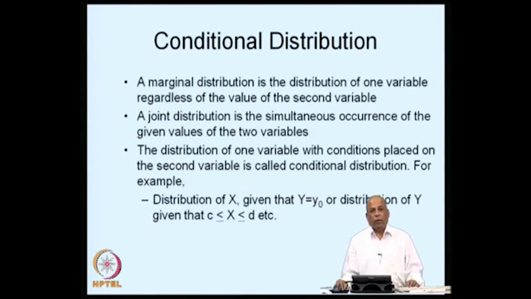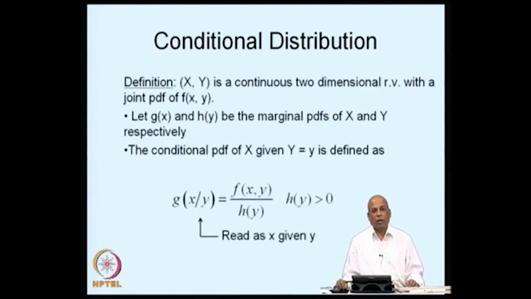So, we define the conditional distribution as I just said: the distribution of one variable with conditions placed on the second variable is called the conditional distribution, in the case of 2 random variables. For example, the distribution of x given that y is equal to y naught, or the distribution of y given that x lies in a certain region between c and d. So, we may place conditions on one of the random variables and we would be interested in getting the distributions of the other random variables.